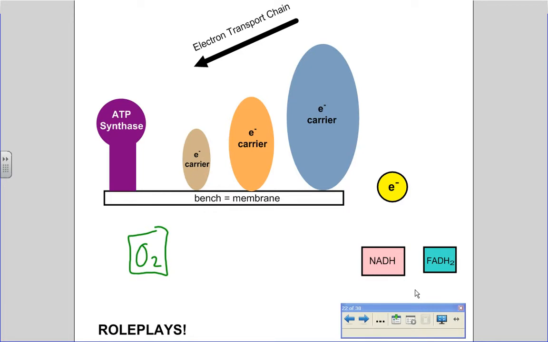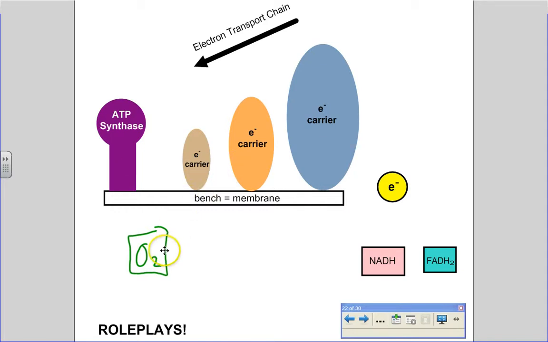So basically, NADH would carry the electrons to the first electron carrier complex in the membrane, and the electrons would again be passed along to the other complexes in the membrane. The bench, again in this role play, is representing the membrane, but this time it's not the thylakoid membrane, it's the inner membrane in the mitochondria. Again, you'll see ATP synthase, the enzyme that's going to produce ATP.